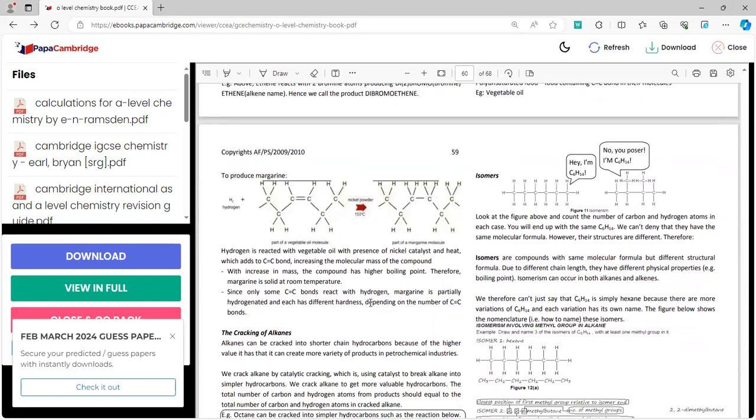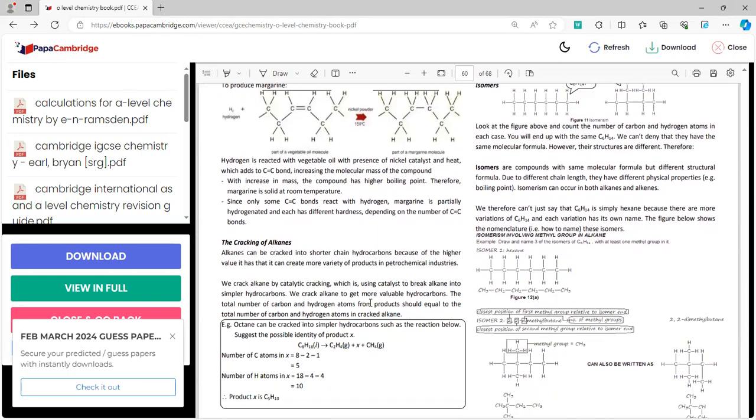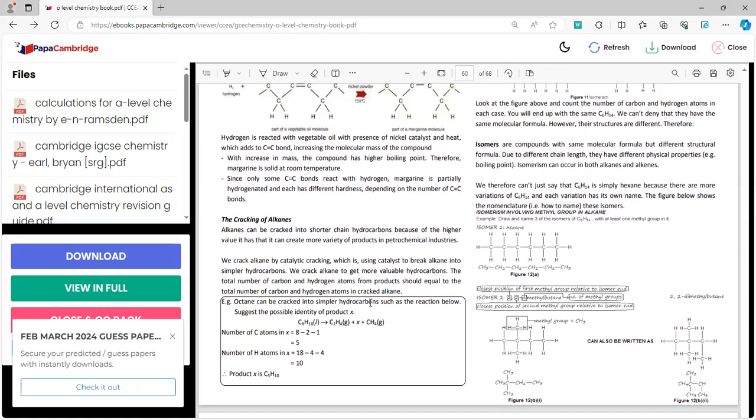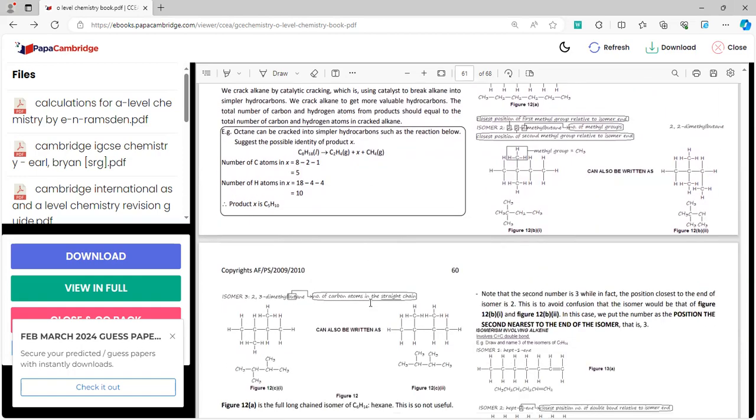This is repeatedly tested in the exam. This property is known as cracking. I've talked about isomers in the past papers I've done in the videos. However, I'll just tell you what isomers are. Isomers are molecules of the same substance which have the same molecular formula, but a different structural formula.